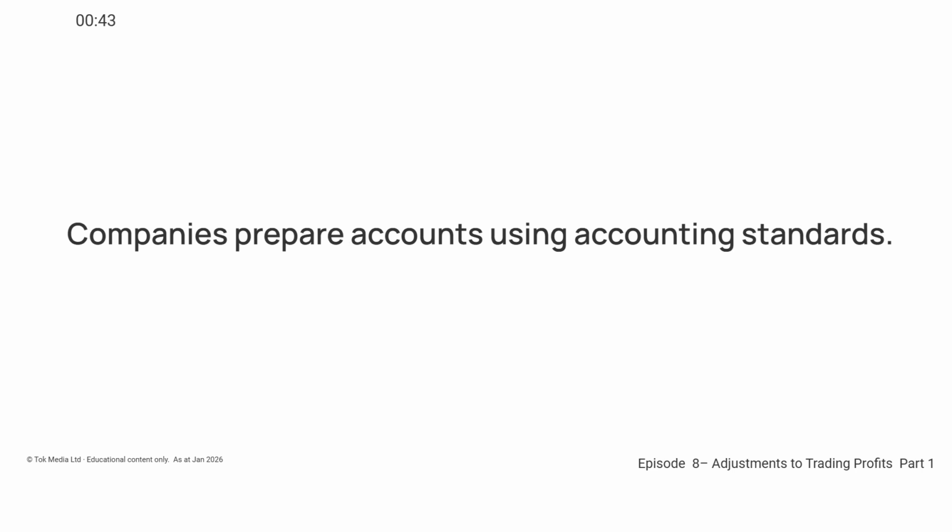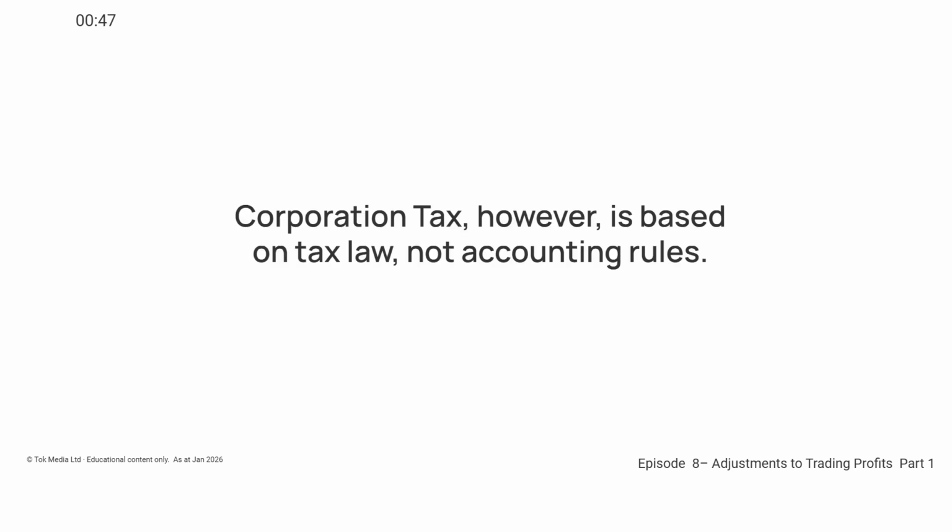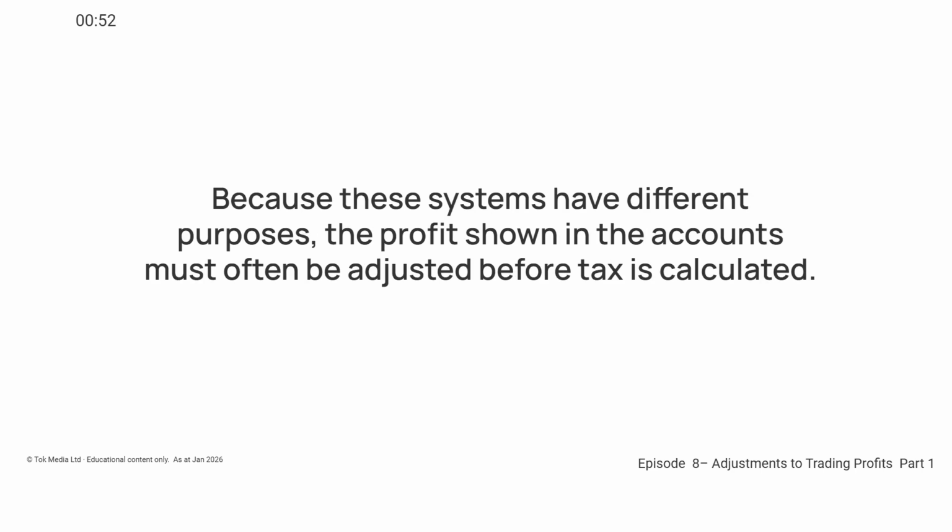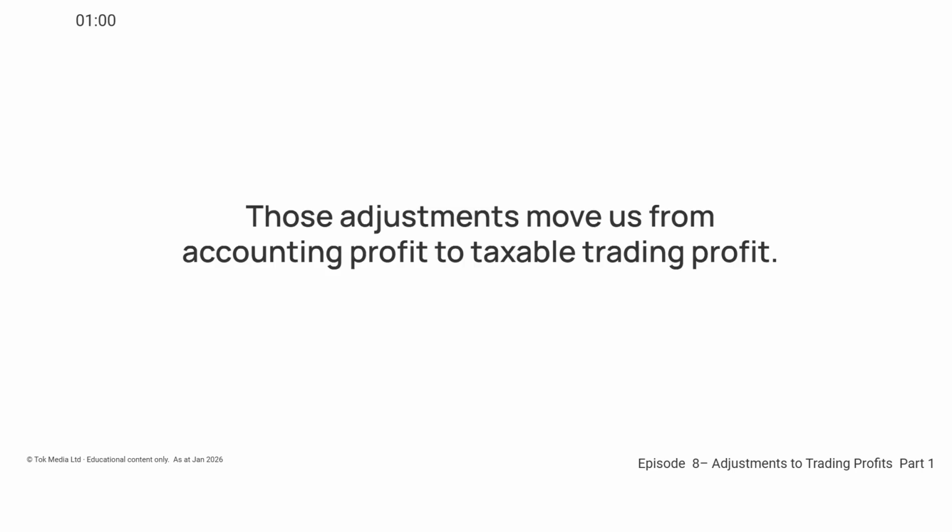Companies prepare accounts using accounting standards. Corporation tax, however, is based on tax law, not accounting rules. Because these systems have different purposes, the profit shown in the accounts must often be adjusted before tax is calculated. Those adjustments move us from accounting profit to taxable trading profit.